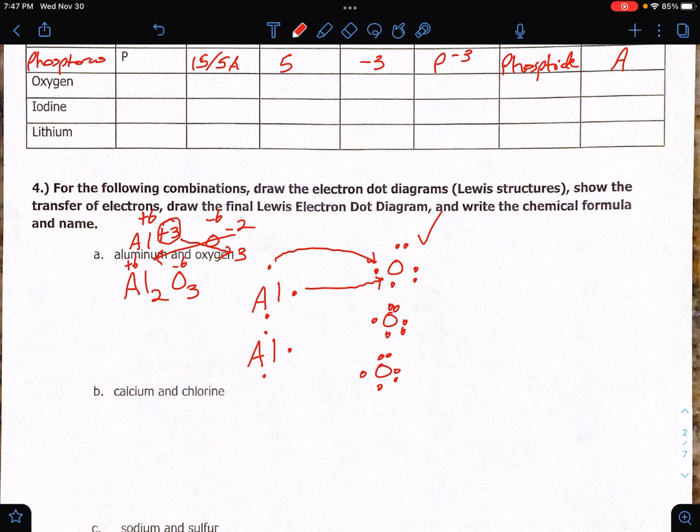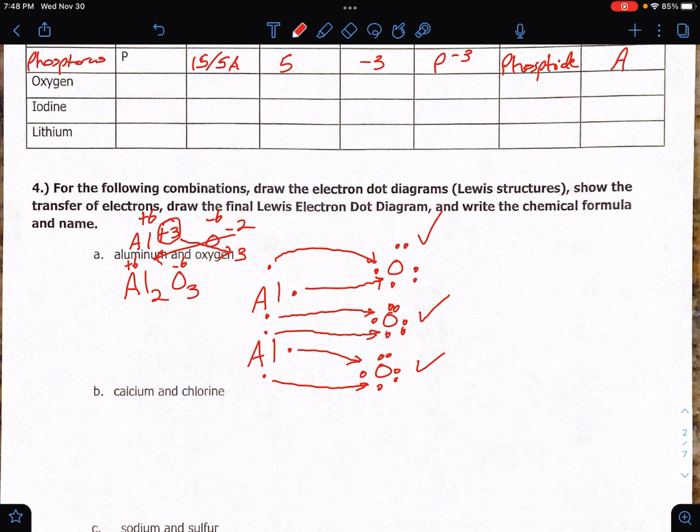Now we're going to move on to the next. This electron from aluminum is going to go here. This electron from aluminum is going to go here. So now this oxygen has 8. This electron's going to go to this oxygen here, and this electron's going to this oxygen here. So now that one has 8. So this is why 3 oxygens would need 2 aluminums, because you have to have enough electrons to balance all those anions out where everyone has 8, so everyone's happy.